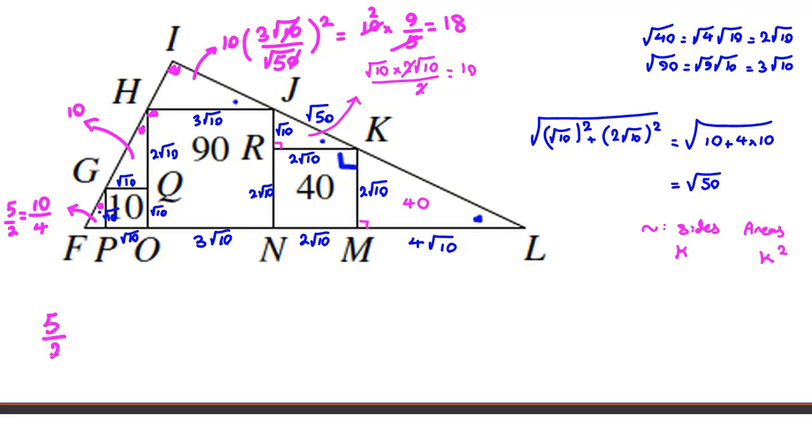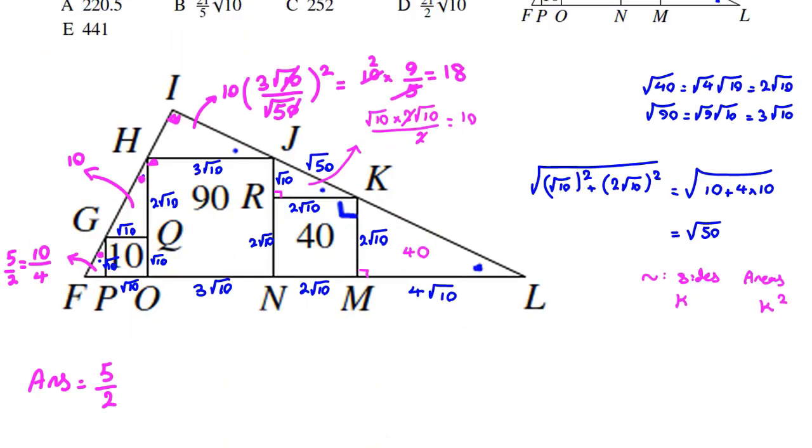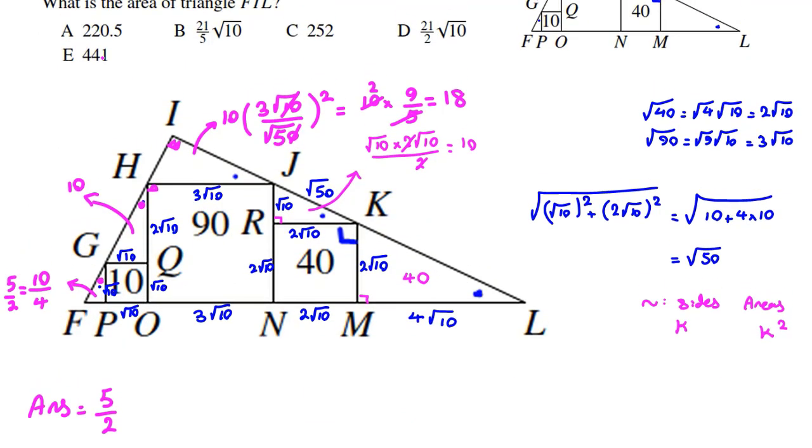So if you write all areas, let's calculate the answer. 5 over 2, let's see the choices. Yes, we have something over 2 in some parts. Okay. 5 over 2, probably because we don't have any square, the answer is this, because we have only 1 over 2 here. But let's add all of them. 5 over 2 plus 10 plus 18 plus 10 plus 40. Now plus the squares, 10, 90, 40 plus 10 plus 90 plus 40.